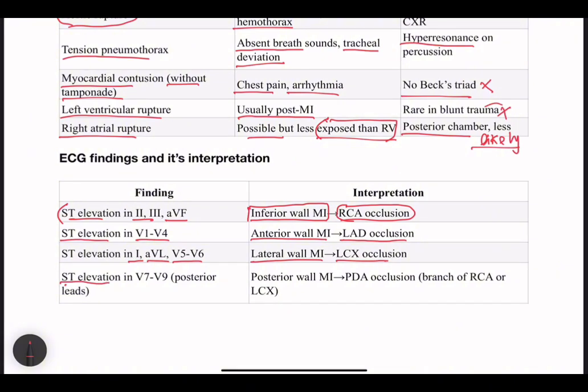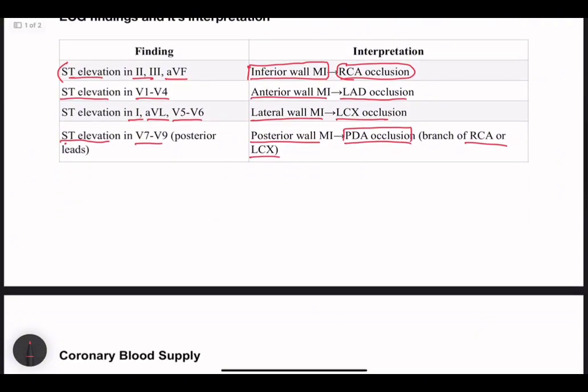And ST segment elevation in leads V7 to V9, which we usually do not place in a routine ECG, shows that this patient has a posterior wall MI, which is due to posterior descending artery occlusion, which can be a branch of the right coronary artery or left circumflex artery depending on the dominant circulation of the patient.